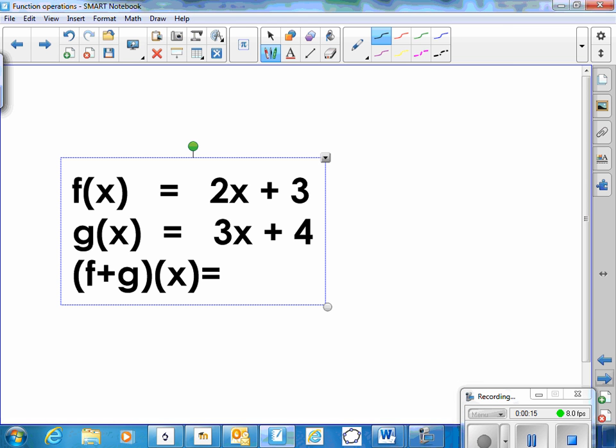For example, if the function f of x equals 2x plus 3, and another function called g of x equals 3x plus 4, what if I added those two functions together? And then what would the f plus g of x look like? So that would be like this.